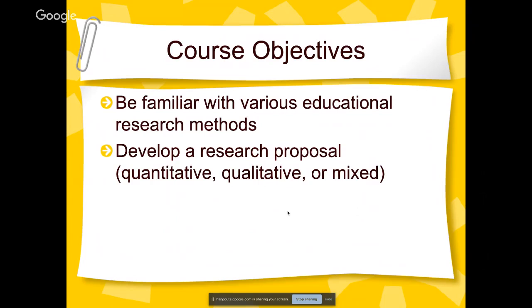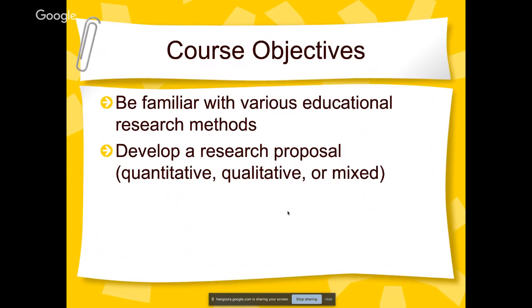First of all, let's talk about what this course is about. In this course, we have two main objectives that we want to achieve. The one is to be familiar with the various educational research methodologies, quantitative, qualitative, and different kinds. But most importantly, you're going to be developing a research proposal. This is not going to be an actual research, but a proposal that hopefully you might be able to conduct in the future.